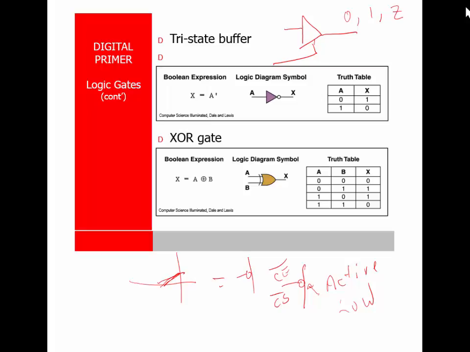XORs are used, for example, in two-way switches. This room doesn't have a two-way switch, but if you walk into a large room, you may have a switch at this door and a switch at this door. You walk in and the room's light is off.